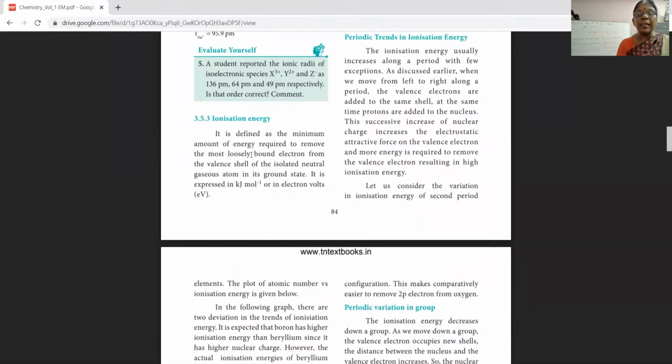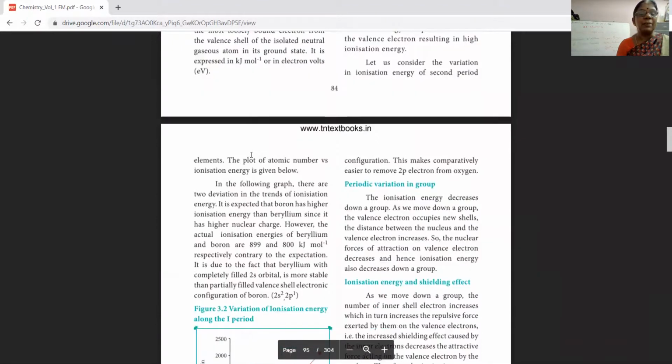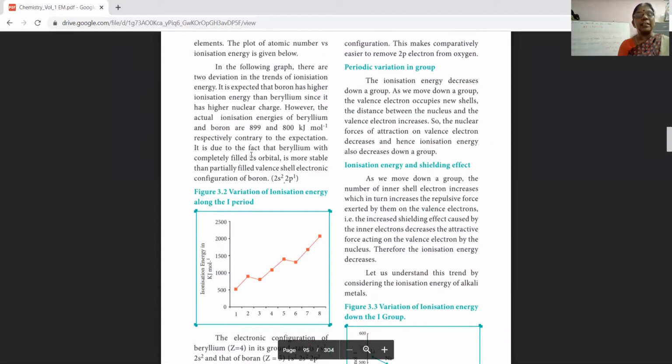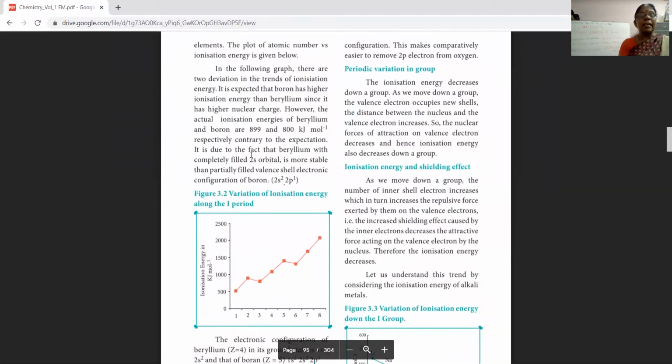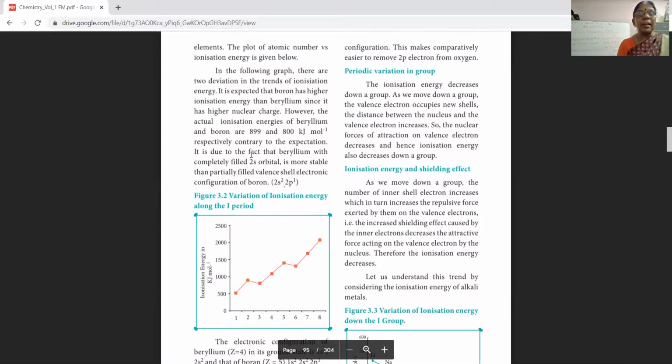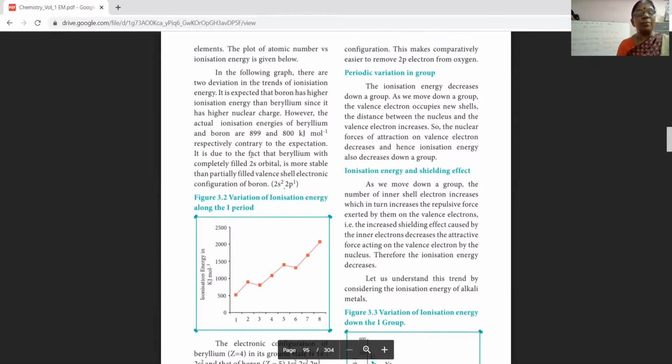Let us consider the variation in the ionization energy of the second period elements. The plot of atomic number versus ionization energy is given here in this graph. In the graph, there are two deviations in terms of ionization energy. It is expected that boron has higher ionization energy than beryllium, since it has the higher nuclear charge. However, the actual ionization energies of beryllium and boron are 899 and 800 kilojoules per mole, respectively, contrary to the expectation.